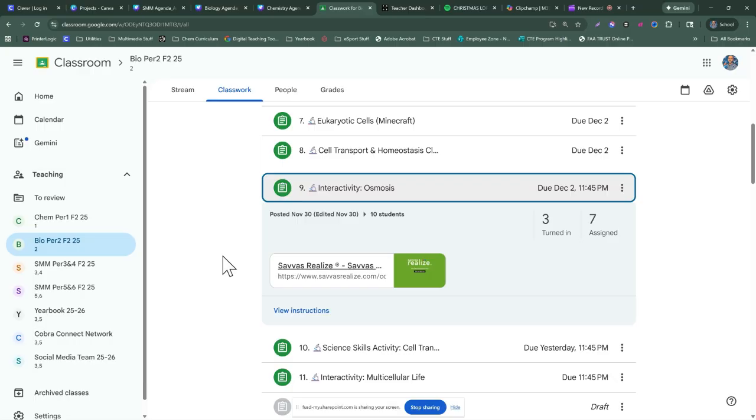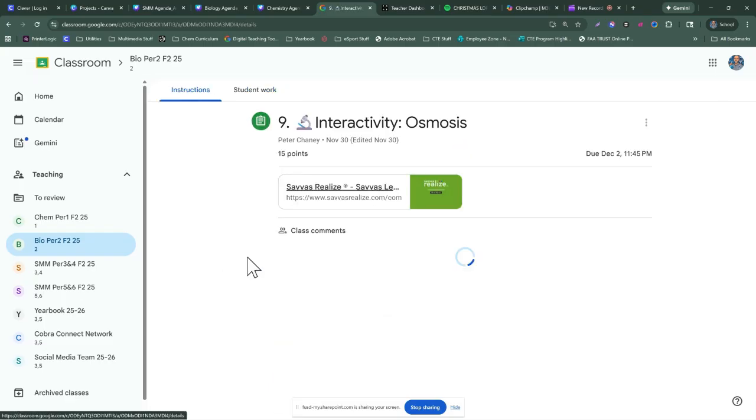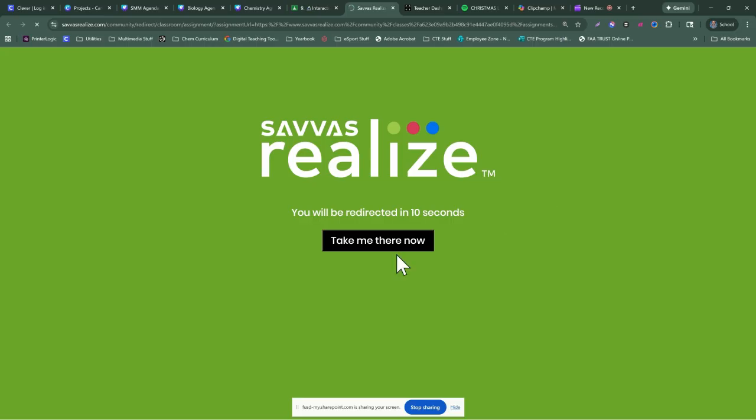This one is from the textbook. It's for the Interactivity Osmosis lab in the SAVAS textbook. So in Google Classroom, you will find it here, titled Interactivity Osmosis. We'll click into it and let's get started on that as it's loading up the material.